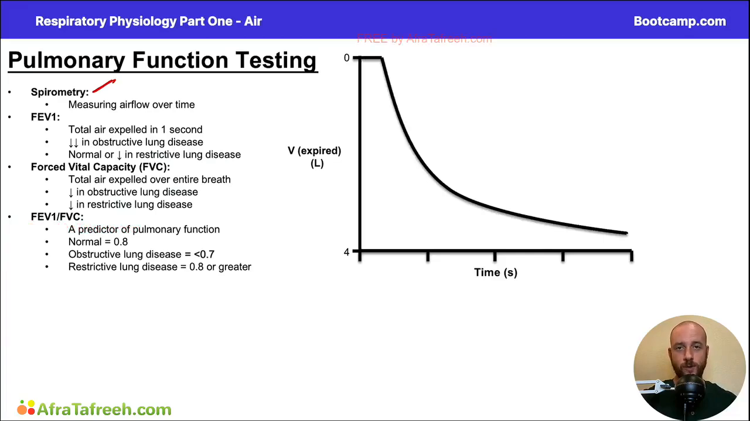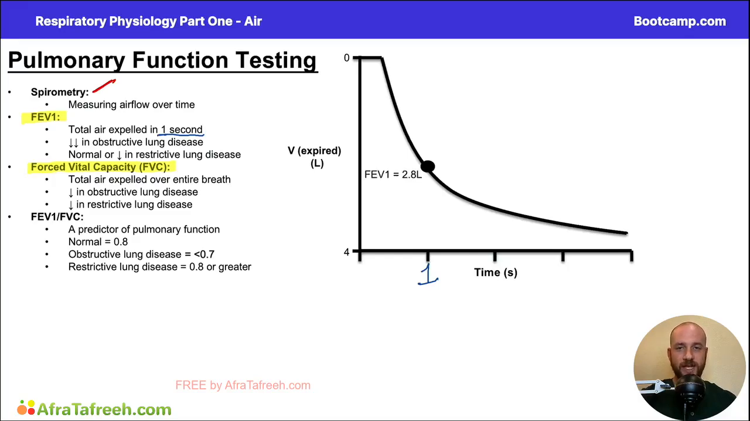There are 2 points on the curve that you really want to pay attention to. The first is the forced expiratory volume in 1 second, also called FEV1. The second is called the forced vital capacity, otherwise known as FVC. The FEV1 is the total amount of air that we can expire in 1 second. So we'll mark 1 second on our time axis here. The FEV1 point would be this point right here.